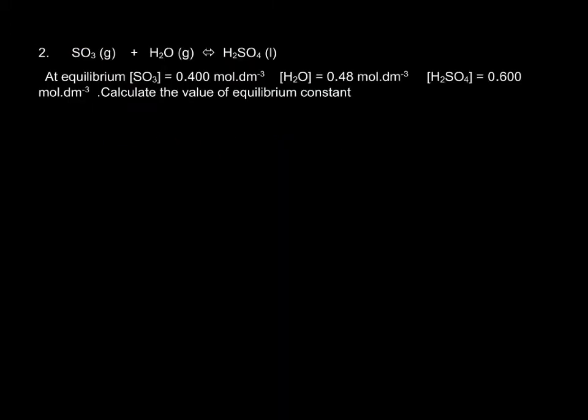Second problem, you have sulfur trioxide gaseous mixed with steam, H2O gaseous, giving you a liquid. Now this is the point where you have to be careful, at equilibrium. At equilibrium, the concentrations of sulfur trioxide and water are given, as well as H2SO4, but this information is not needed. It's to trick some of you, so don't be tricked. Calculate K equilibrium. So it is concentration of products over reactants.